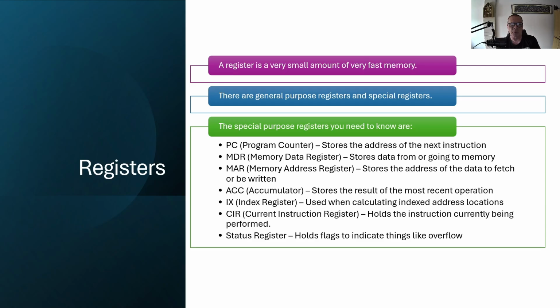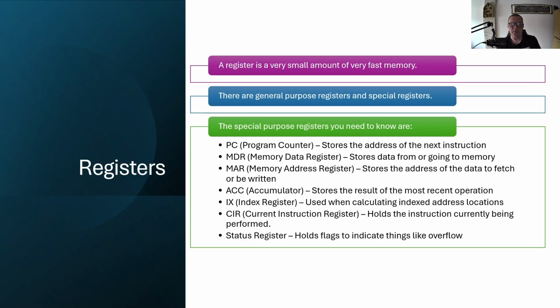The general purpose ones can be used for all kinds of different things. Special registers have one particular purpose, and it's the special registers that you need to know by name. They are the PC or program counter, that stores the address of the next instruction. The memory data register, which stores data from or going to memory. The memory address register, that stores the address of the data that you want to fetch, or the address of where you're going to write some data.